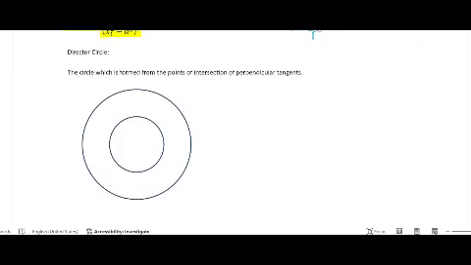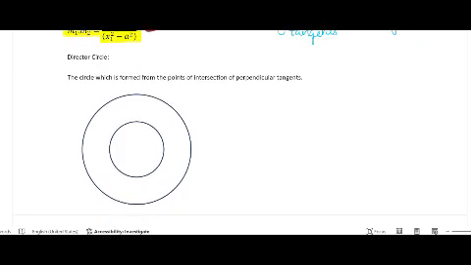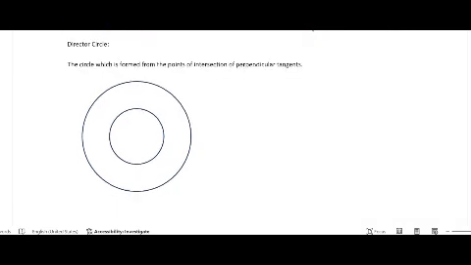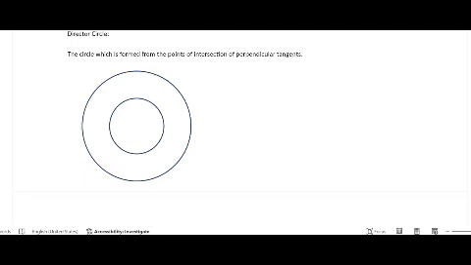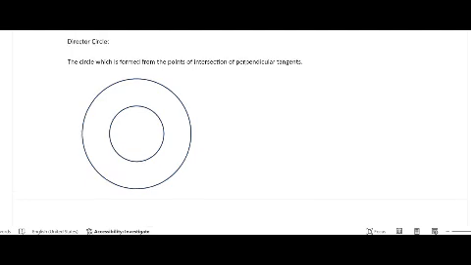You just have to substitute, see if the number is greater than, equal to, or less than 0, and then write your answer. Done with this, one more exercise done. Okay, now moving on to director circle.